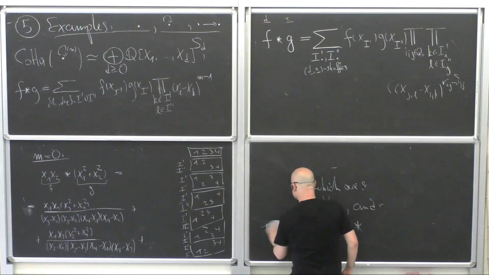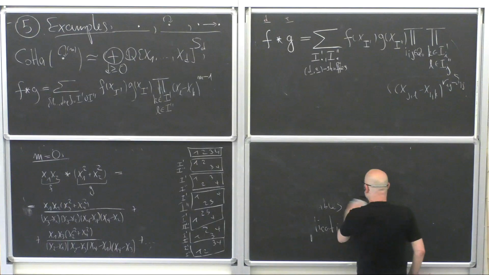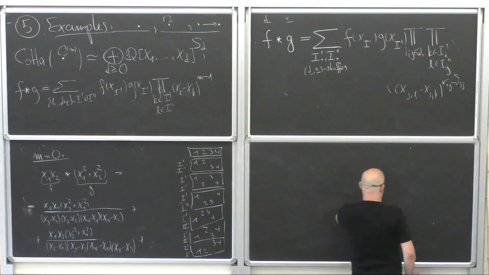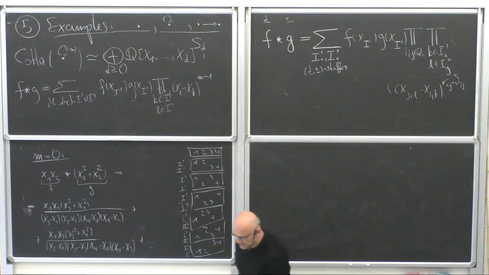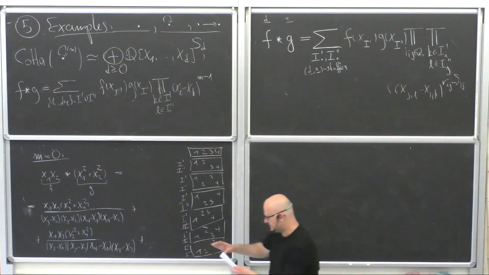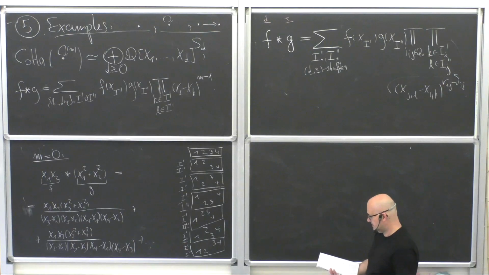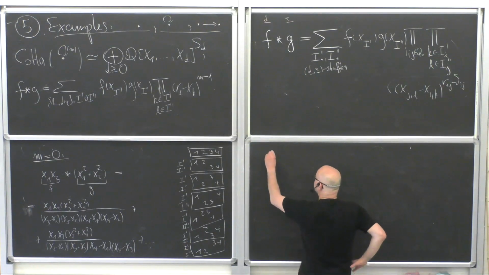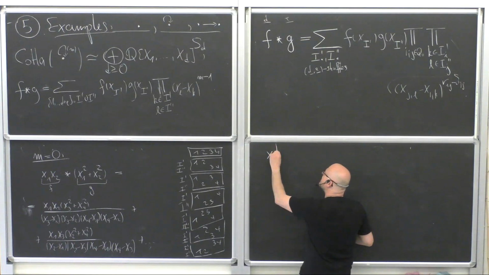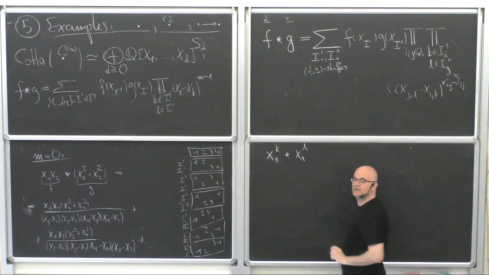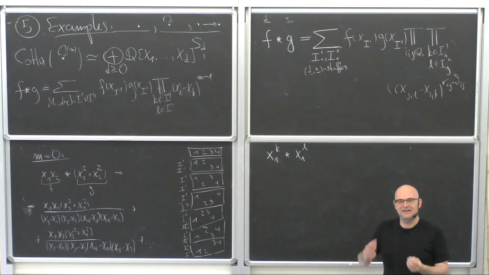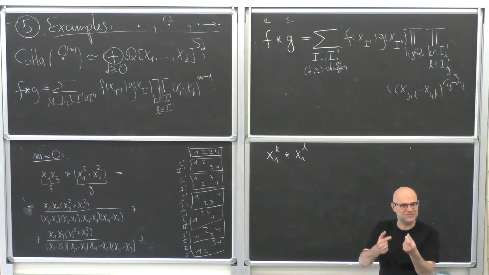But let us do a more conceptual calculation. Here we go. Let's shuffle x1 to the k and x1 to the L. So f and g are both living in degree 1. They just have one variable.